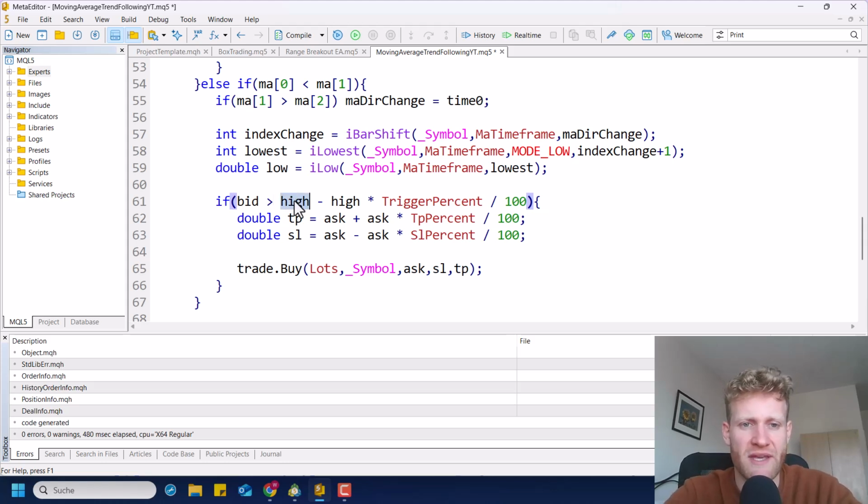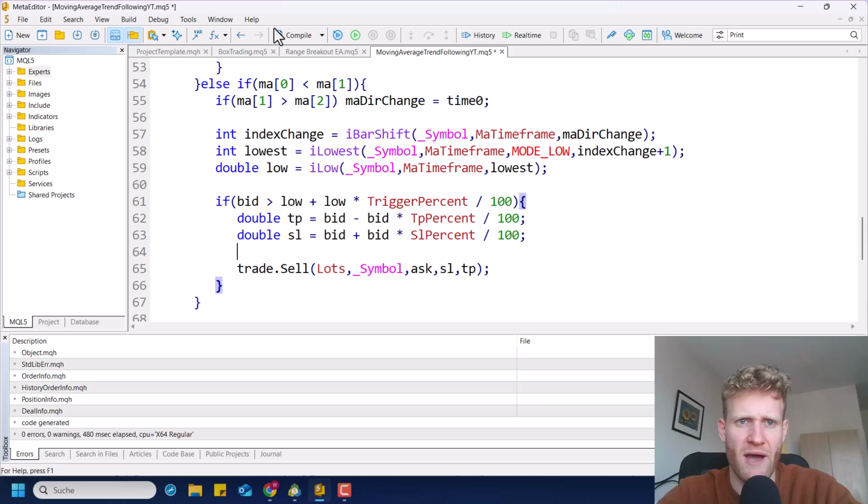The trigger is also a bit different. Here, we want to say bid is higher than low plus low multiplied with trigger percent divided by 100. And then, of course, we also have to change all of these calculations here, because the TP is below the open price and the SL is above the open price for sell positions. Then we send a sell position instead of a buy position.